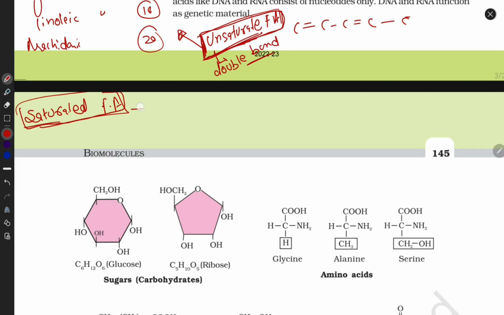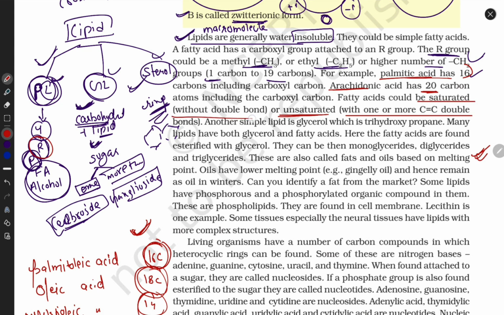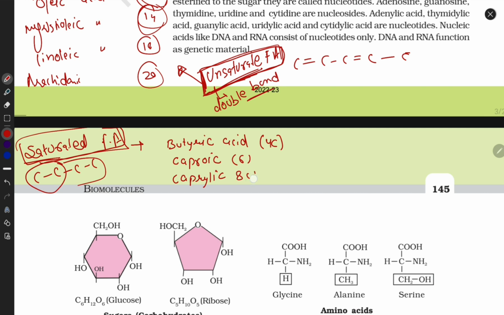Now some examples: they do not contain any kind of double bond, only single bonds. Look here, guys, we are saturated, without double bond. I'm telling you one by one. Butyric acid contains 4 carbon, but no double bond. Next is caproic, 6 carbon, no double bond. Next is caprylic, 8 carbon. Capric contains 10.